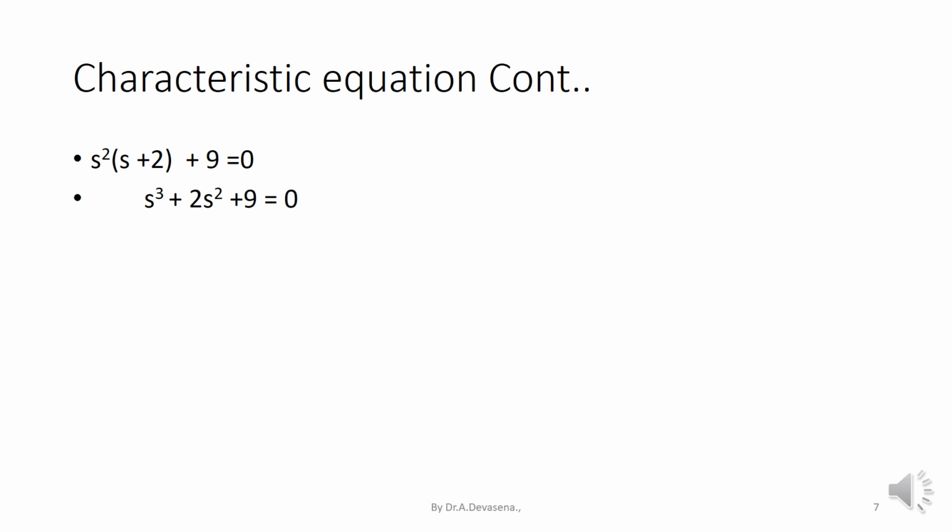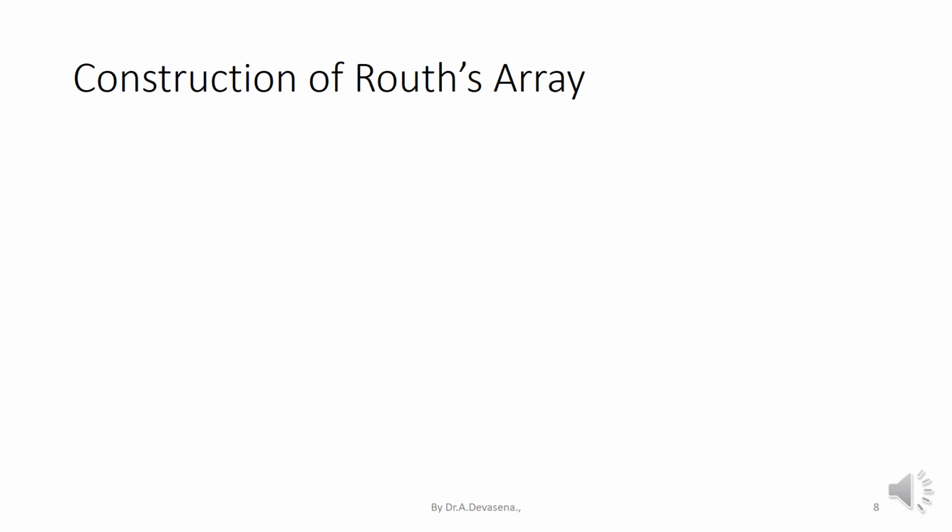Now we have to identify the coefficients of this given equation. The value of A0 is equal to 1, the value of A1 is equal to 2, the value of A2 is equal to 0, and the value of A3 is equal to 9. Now we are going to construct the Routh's array. It is constructed with the help of the coefficients A0, A1, A2, A3, and it goes on up to An. We first construct the s power n row, which comprises the even coefficients A0, A2, and it goes on up to An. For constructing the next row, we use the odd coefficients A1, A3, A5, and it goes on up to A suffix n minus 1.